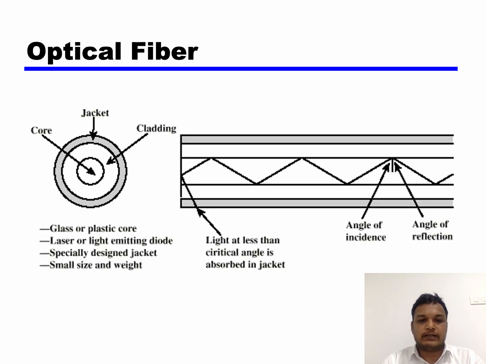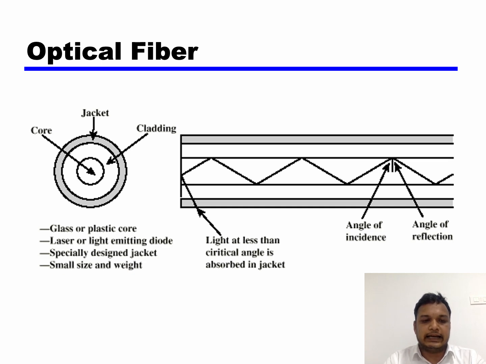So optical fiber cable is the last cable. The architecture itself clearly implies that it uses light as the transmission signal. Light at less than the critical range is absorbed in the jacket. Followed by that, it has the angle of incidence and the angle of reflection in order to provide signal quality, as well as the cladding, the jacket, and the core. In the core only we have all the data transmission. It is a glass or plastic material that is coated for transmitting the signal, and a laser or light emitting diode carries the signal.